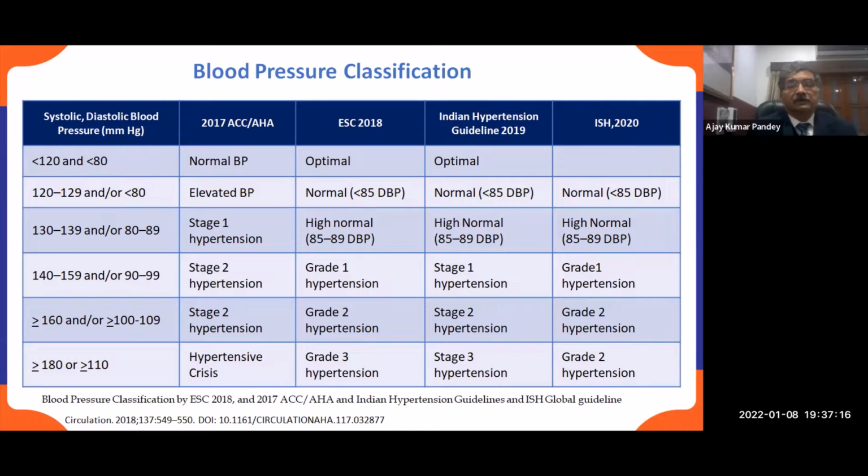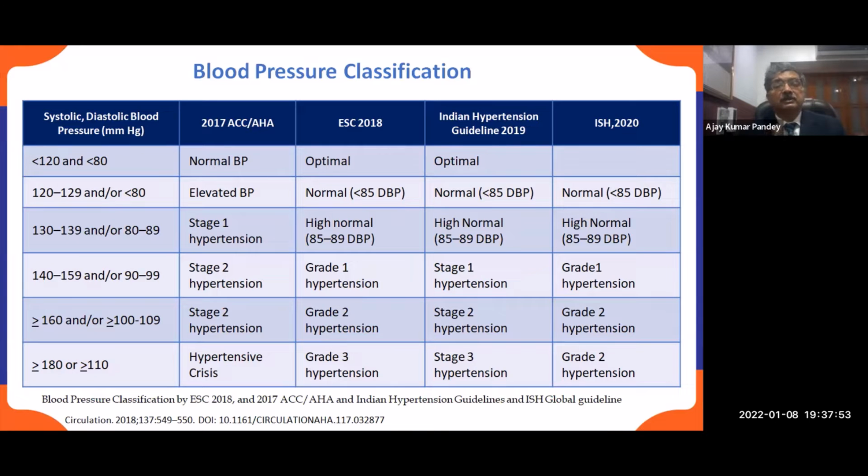The first in the list is the 2017 American College of Cardiology, which says that less than 120 by 80 is a normal blood pressure. European Society says it's an optimal blood pressure. 120 to 130 in systolic, with diastolic remaining less than 80, is an elevated blood pressure for the American guidelines. But for the European Society, for Indians, and even for the International Society of Hypertension, it is a normal blood pressure, but they take diastolic as less than 85.